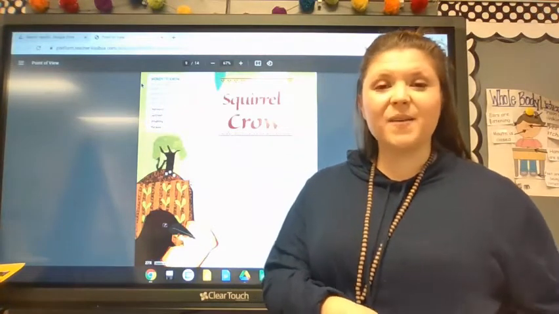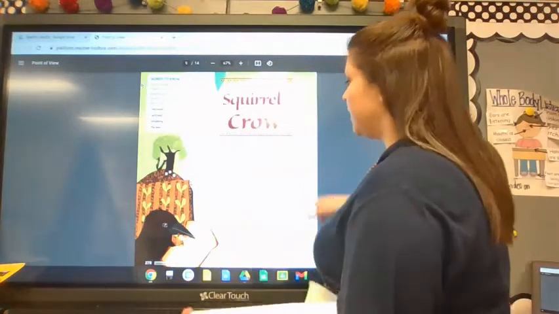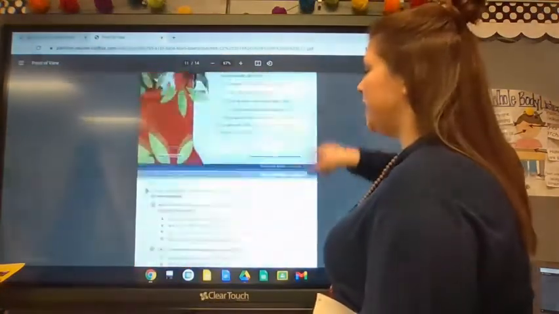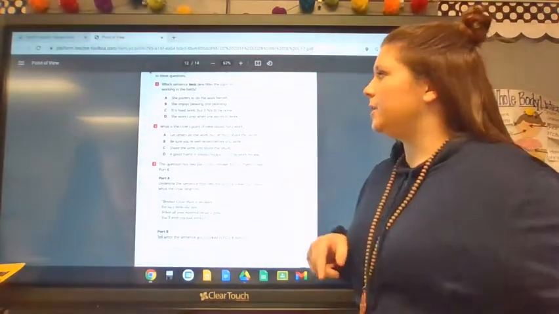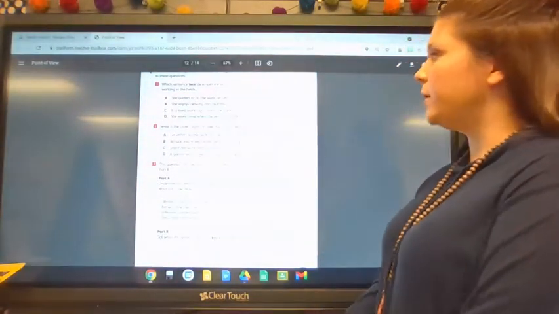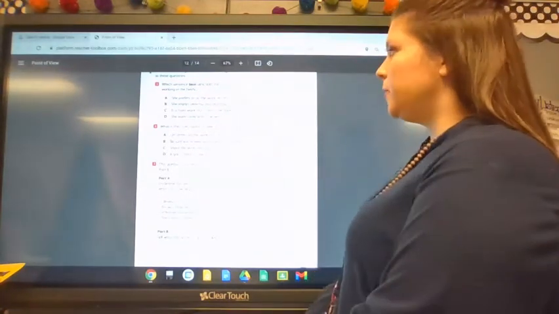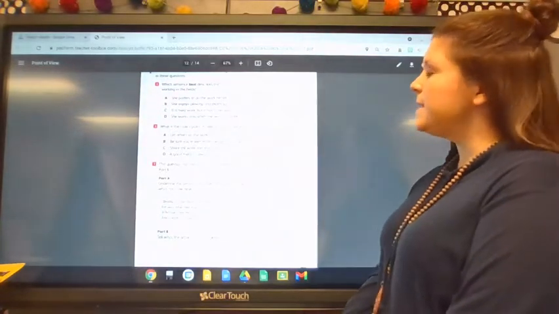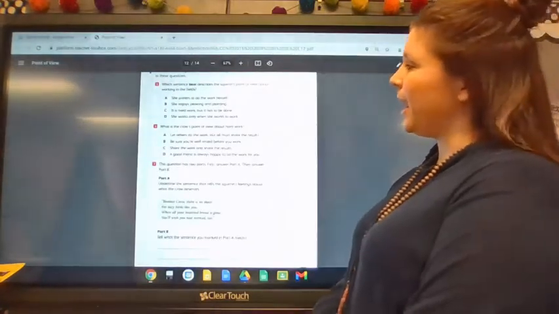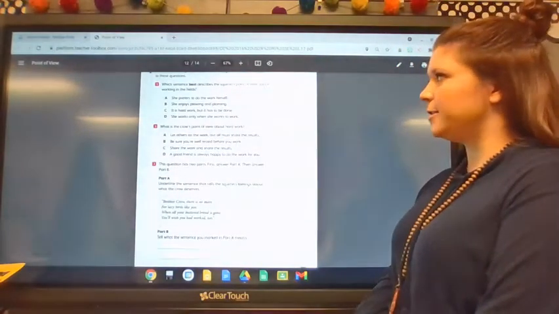All right, so now let's go ahead and look at the questions. We're going to look at the questions on page 281. Question number 1. Which sentence best describes the squirrel's point of view about working in the fields? A, she prefers to do the work herself. B, she enjoys plowing and planting. C, it is hard work, but it has to be done. D, she only works when she wants to work.